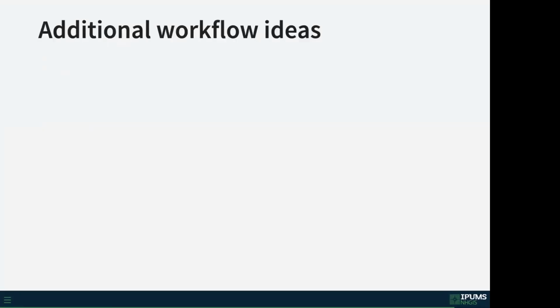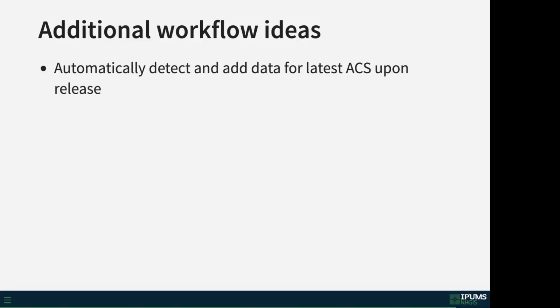With that in mind, there are some other things that you might consider adding to scale this up even more. I've mentioned this already. It could be nice to automatically detect and add data for the latest ACS. That's actually sort of what we've already done. If you were to rerun some of the code that I just demonstrated, because we're using the metadata, as soon as a new ACS dataset is released, it will be present in your list of ACS datasets that you include in your extract. So we kind of already do this.